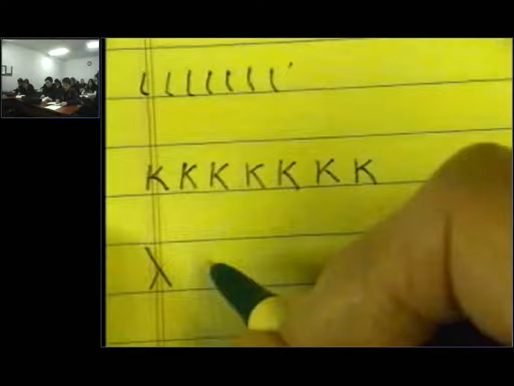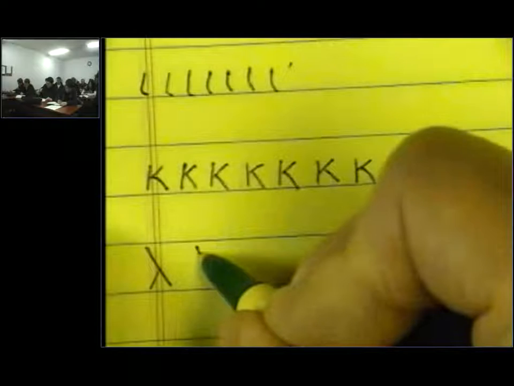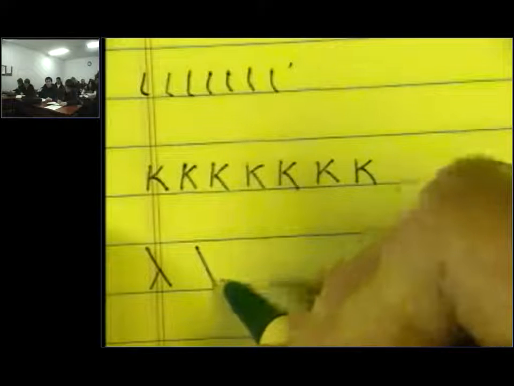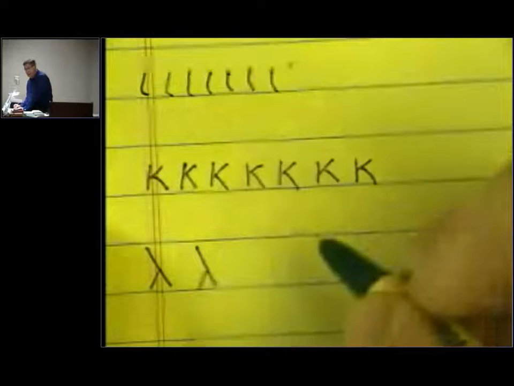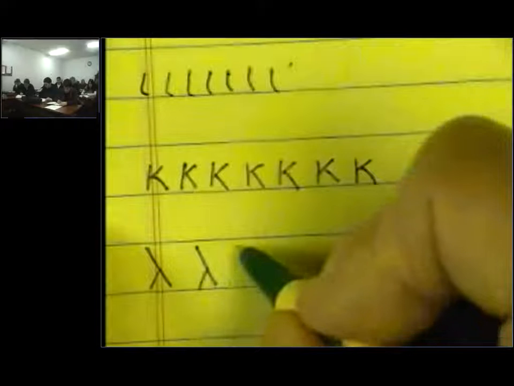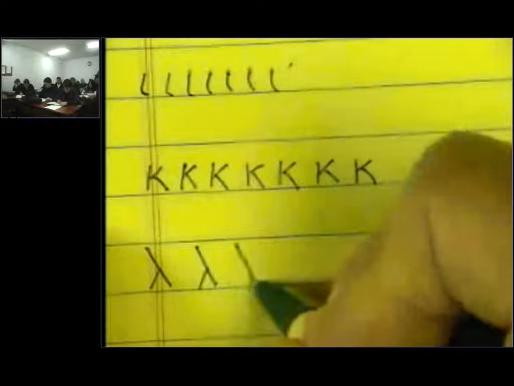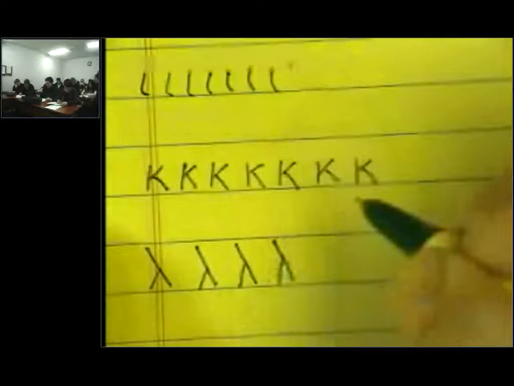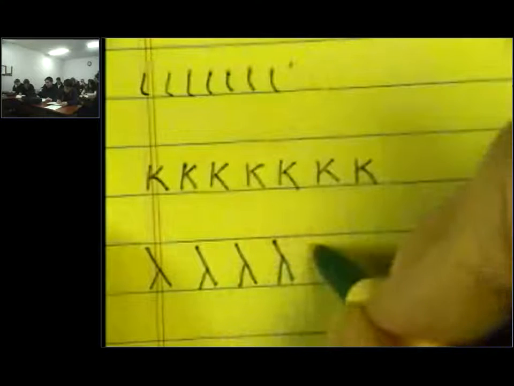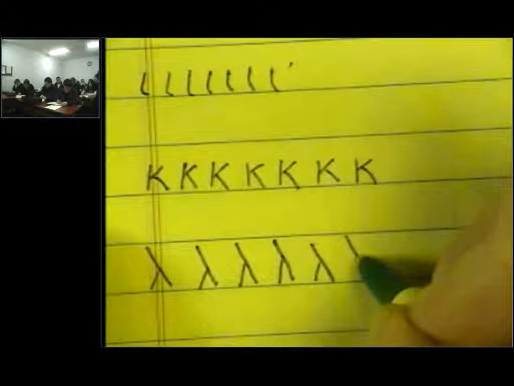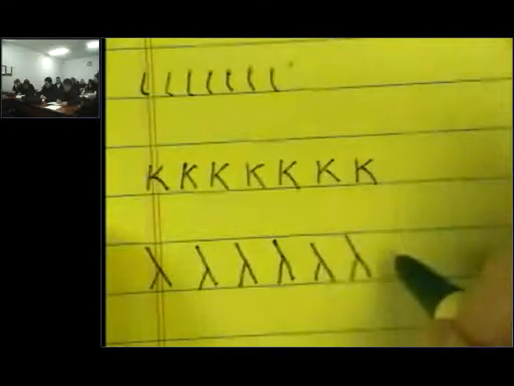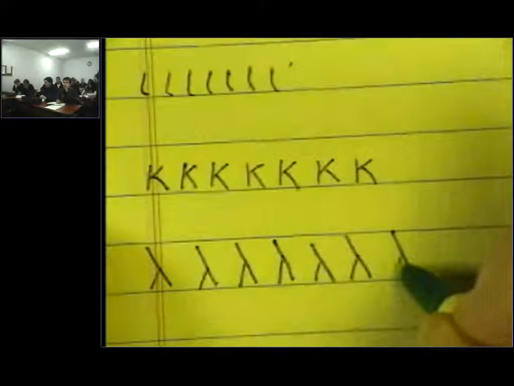Lambda. Diagonal line and then make a foot. Lambda. L. L. L.